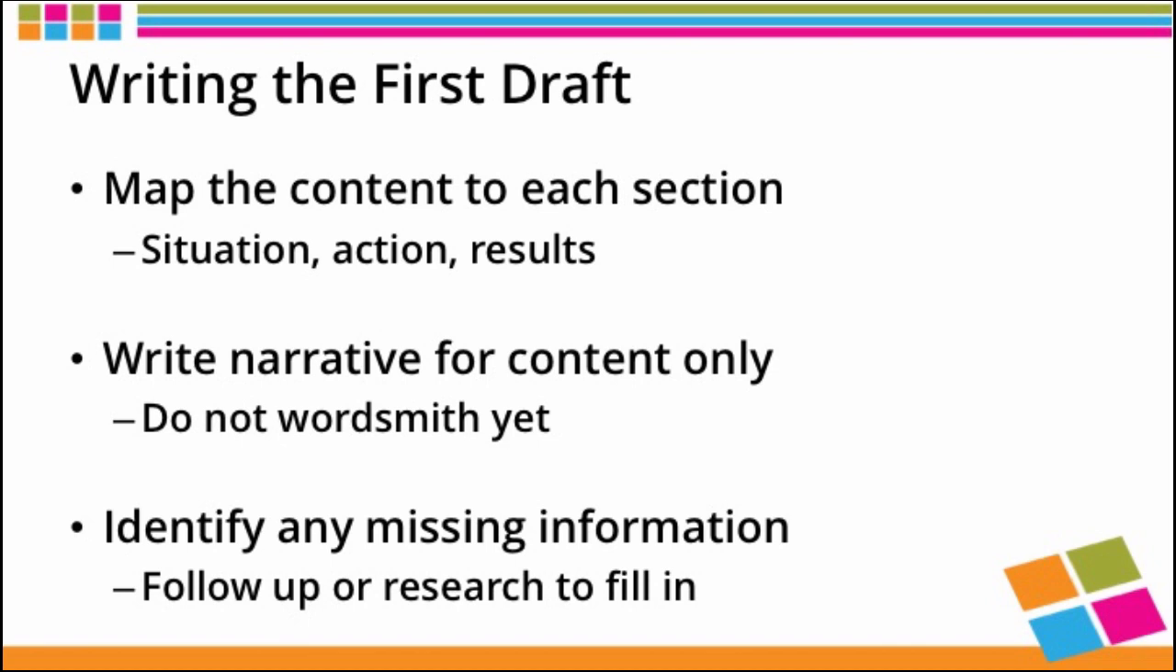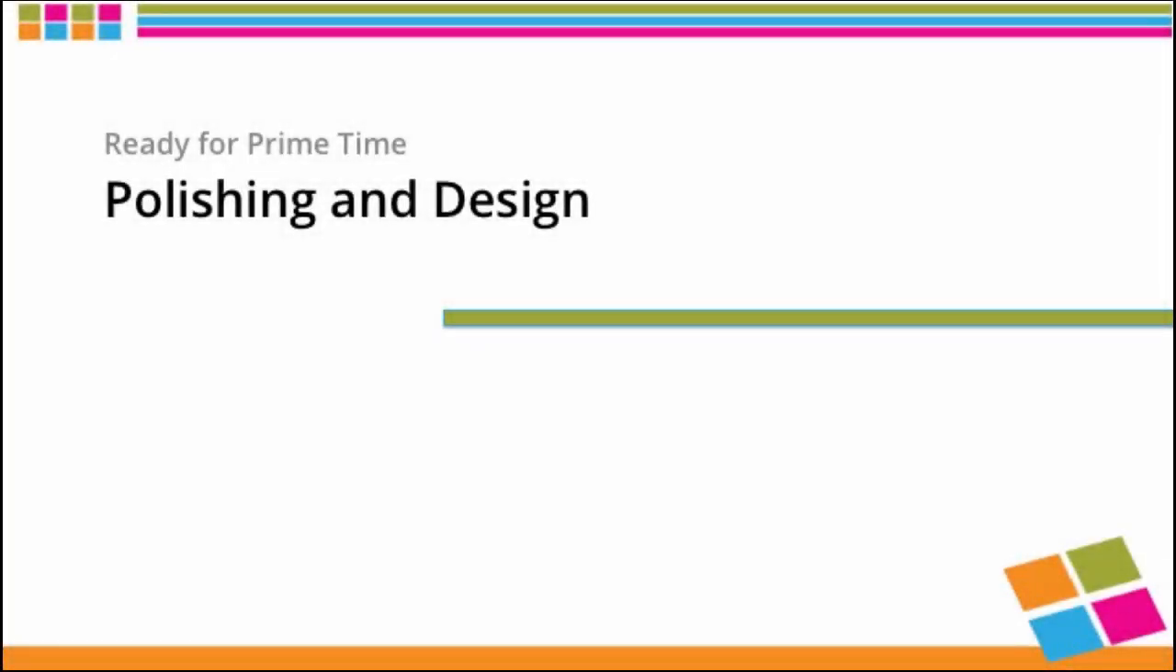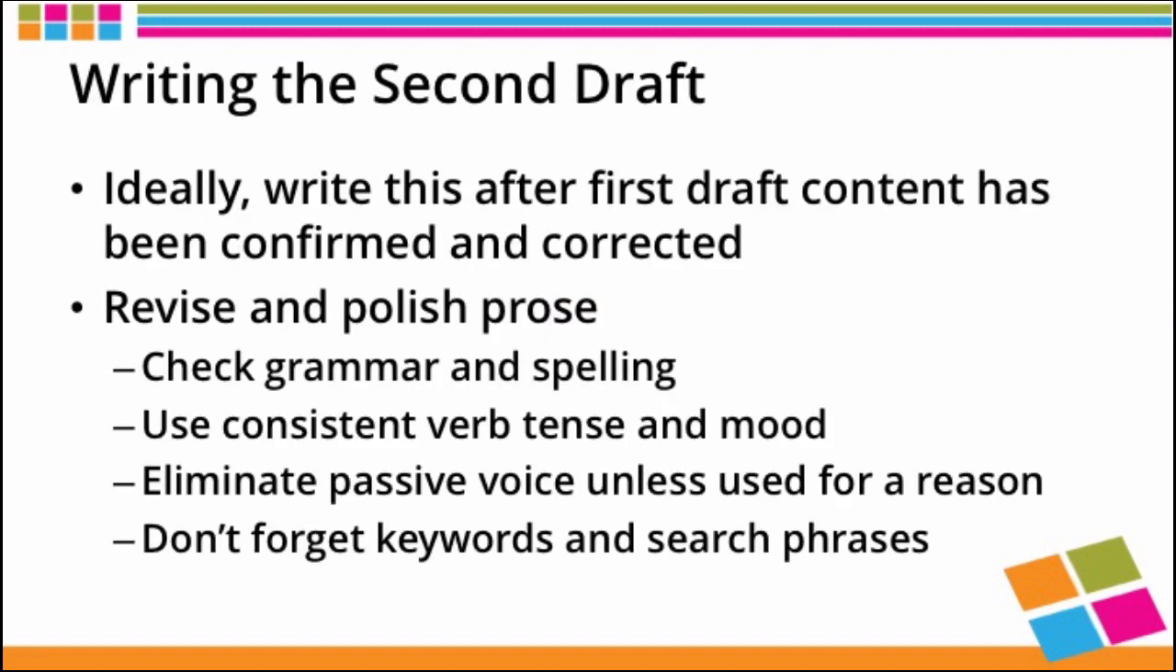At that point, let your sales team and your colleagues who had interaction on the sales deal, let them look at it and say, oh yes, here's another point we should add, or no, this isn't quite the right nuance of what was happening. This helps you clarify the business issues and the factual information for your case study. It also makes it easy to identify any missing information that you need to follow up with someone or do some research to fill in. Now, once you have that first draft, you've made the initial corrections, then you can move on to the second draft. Then you're ready for prime time, the polishing and design stage.